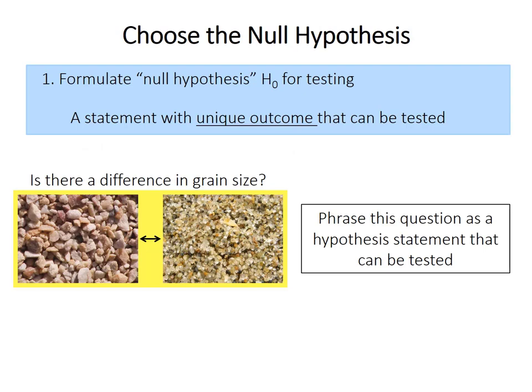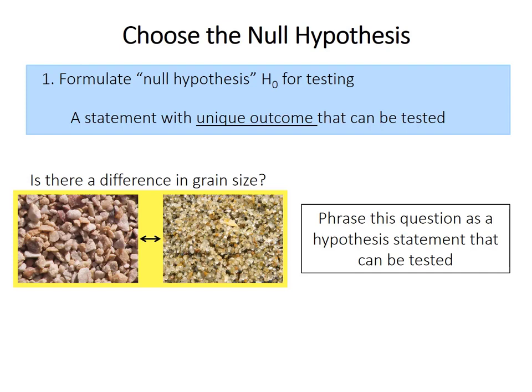So this type of statistics, this null hypothesis significance testing, is built around attempting to reject a null hypothesis. So the first step is to formulate that null hypothesis. It's often referred to as H naught, this H sub 0. A good null hypothesis is a statement that must have a single unique outcome that can be tested.